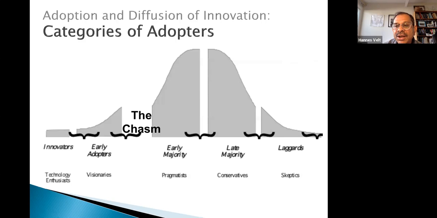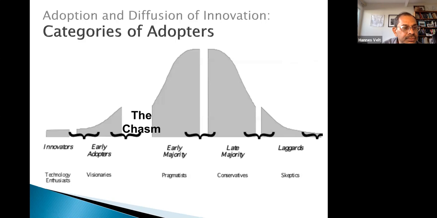So innovators and early adopters are called the early market. And because this figure is symmetric around the center, the laggards are also 16%. So the two together constitute 32%. What's left in the middle is the mass market, which is 68%, consisting of early majority 34% and late majority 34%. So this is an important piece of data.